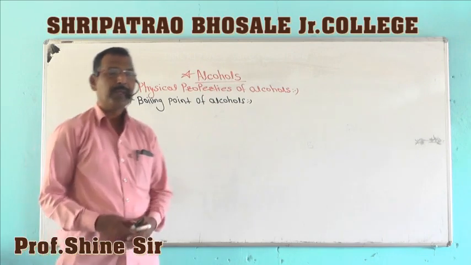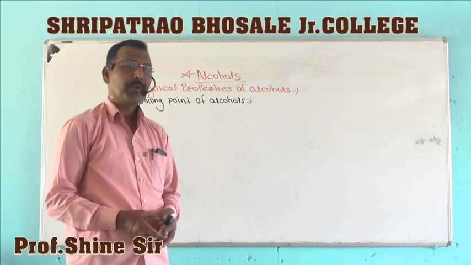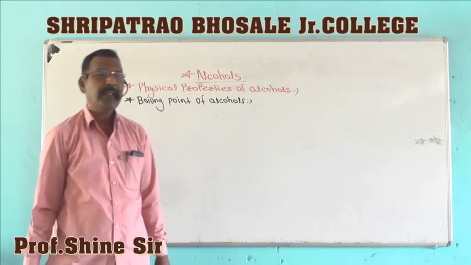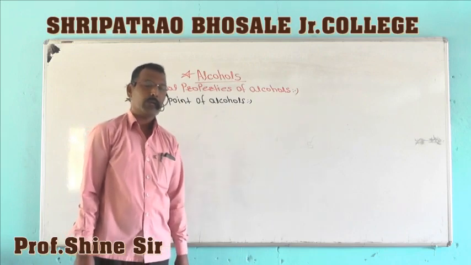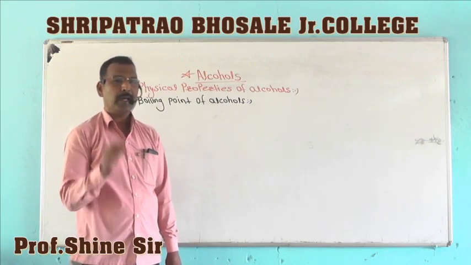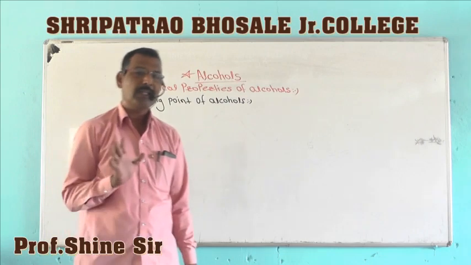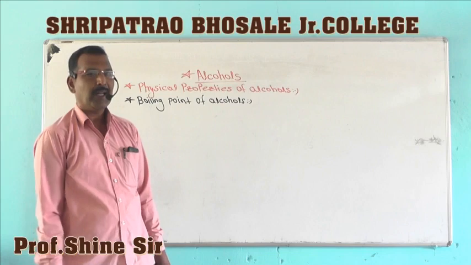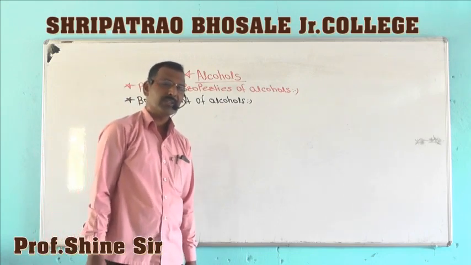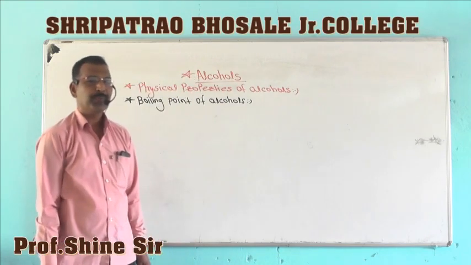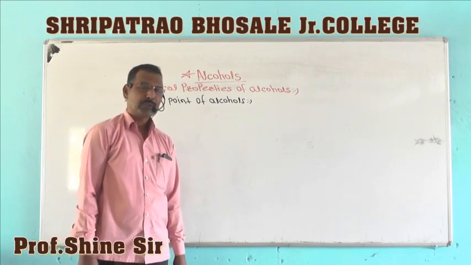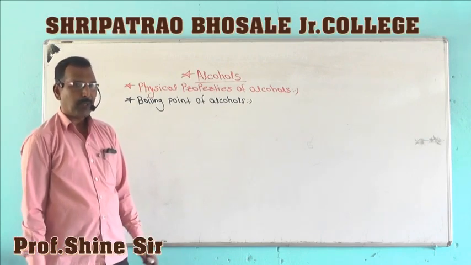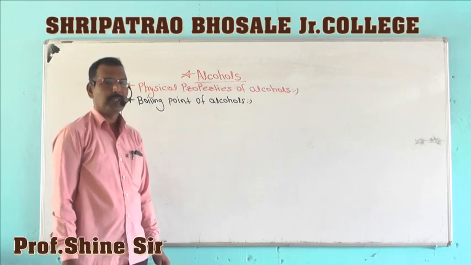Alcohols generally have higher boiling point than their corresponding hydrocarbons, that is alkanes, alkenes, alkynes. Then the next families, alkyl halides, ethers, aldehydes, ketones. Compared to these families, alcohols have higher boiling point.